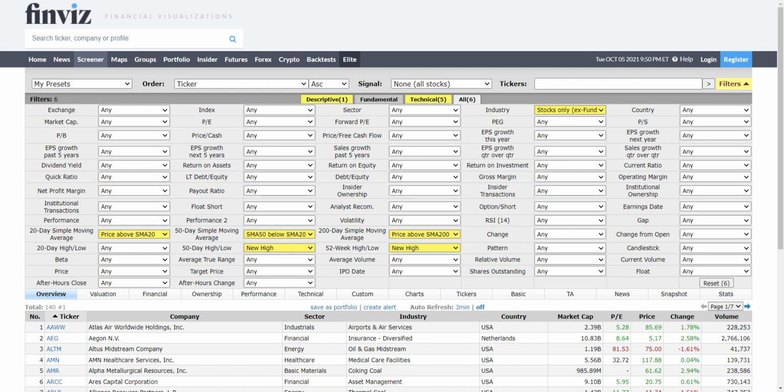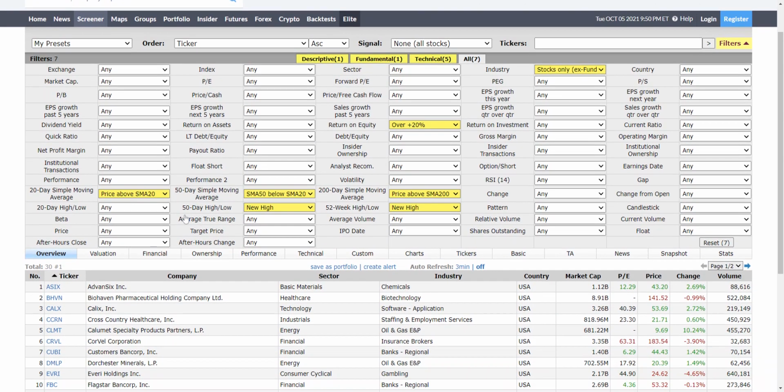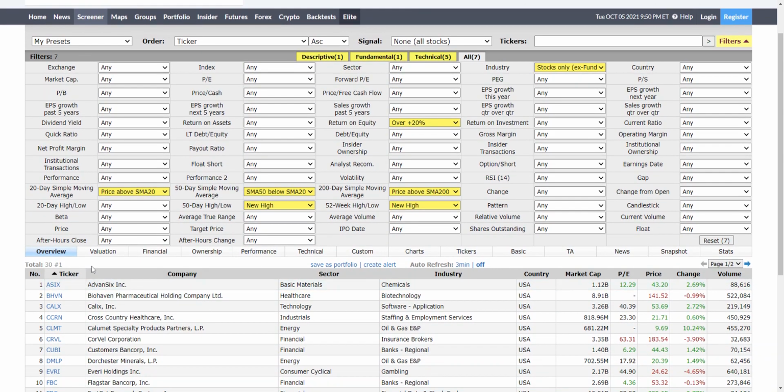over plus 20%. Okay, just like that, it cut the number down dramatically. Right now we're left with only 30 stocks. So these are all profitable stocks.